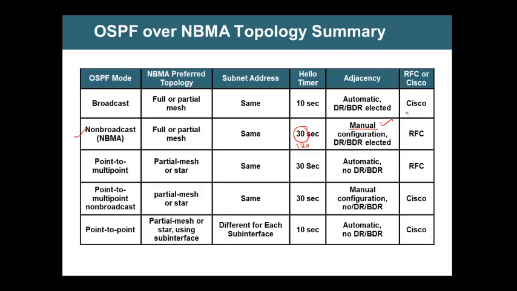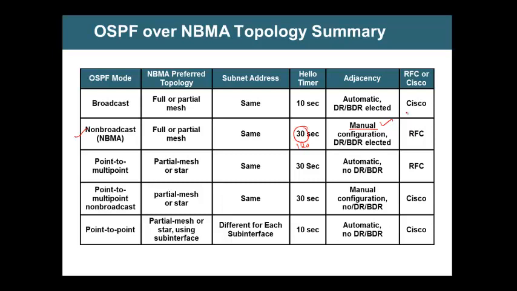After you configure neighbors manually, you will see this mode will start electing DR, BDR in the start state. See, if it is full mesh, having DR, BDR is okay. Not okay, it is good.